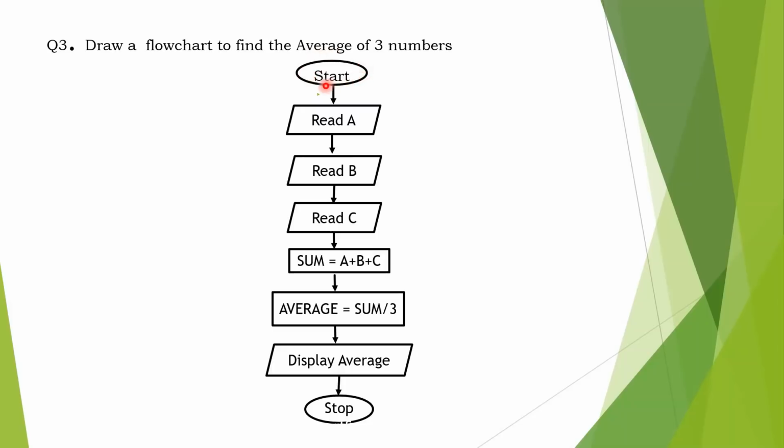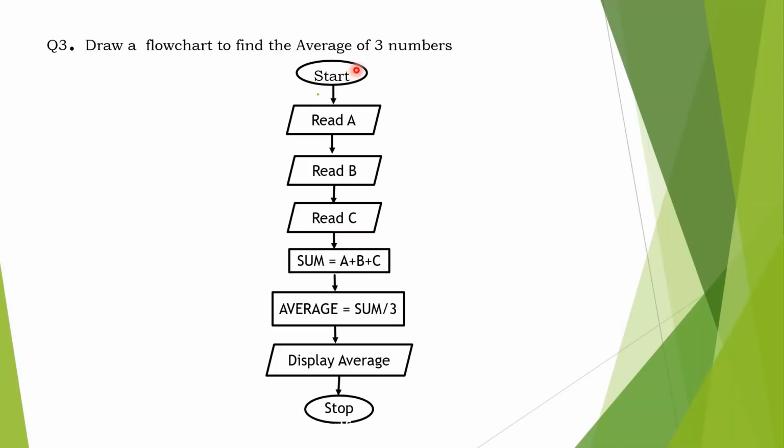Start symbol, as everybody knows, is an oval shape or rounded rectangle shape. Read A, B and C is written in a parallelogram shape, that is, input of three variables. You can also input all these variables in one parallelogram shape. Like that also you can do.